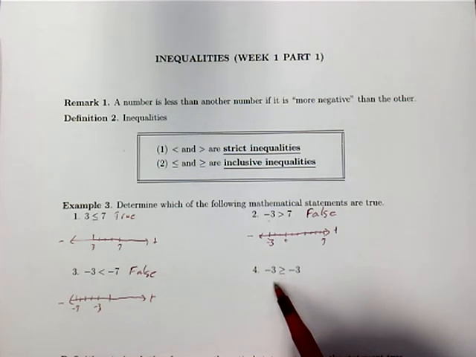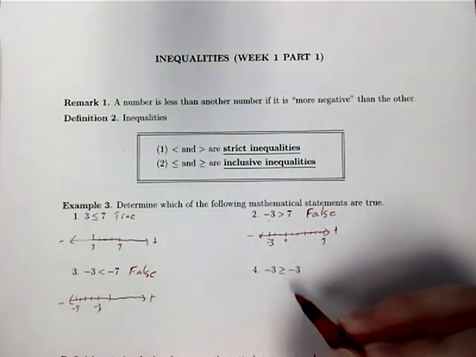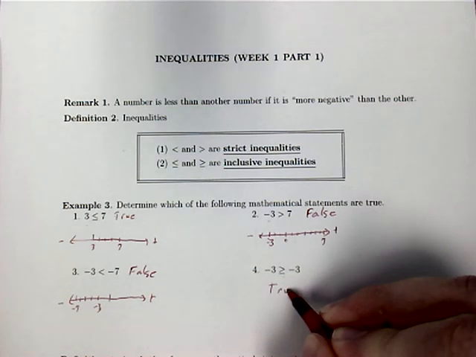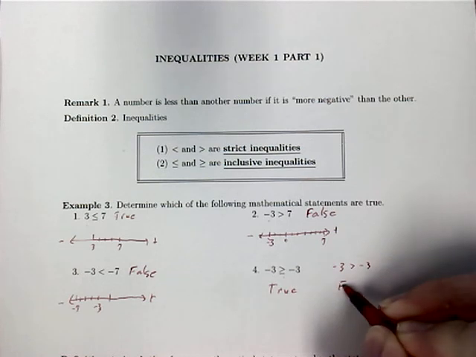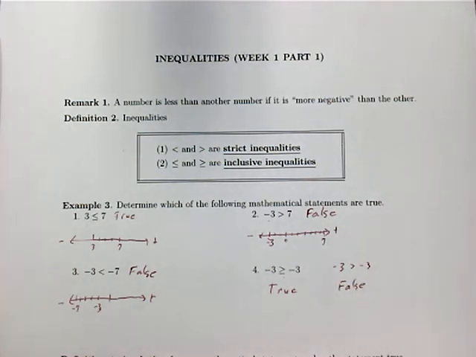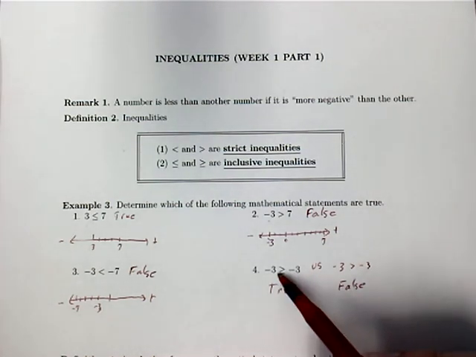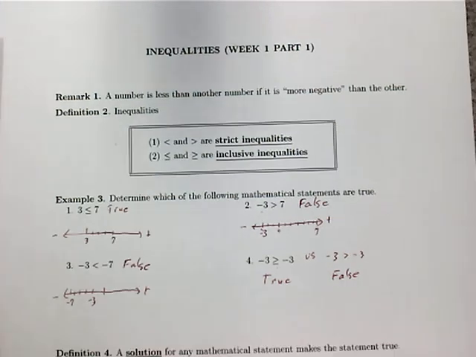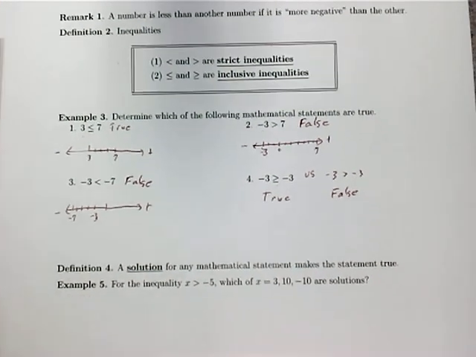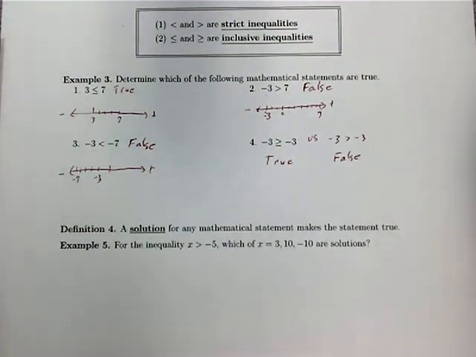What about negative 3 being greater than or equal to negative 3? Well, it's not greater than, but they are the same numbers. So the fact that we have the equal sign makes this true. And if we had negative 3 greater than negative 3, that would be false, for example. So that's greater than or equal to versus just the strictly greater than. All right, so again, stuff that maybe you haven't seen for a while, but this is just a review. This week is only for review.